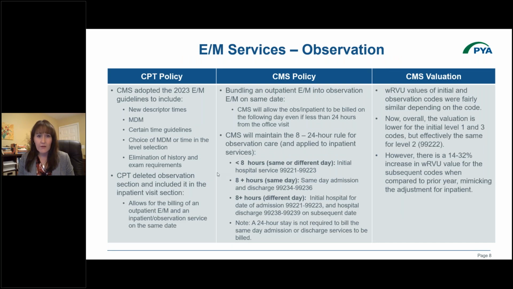Observation codes, again, have been deleted. So the observation category of service has been deleted as its own grouping, but they are inclusive in the inpatient codes now. So you'll have that one set of 6 codes, and you'll bill based on those.